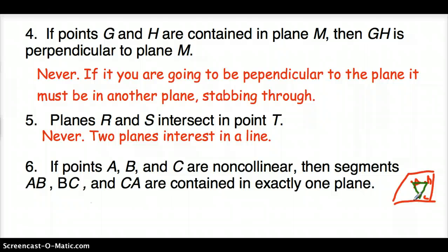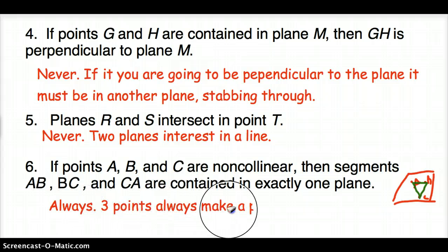And if you're still confused on that, I can show you a model of that in class if you ask me to. So this statement here is always true because those 3 points are going to make a plane, and then when you connect them and make them line segments, those line segments are also going to be in that plane.